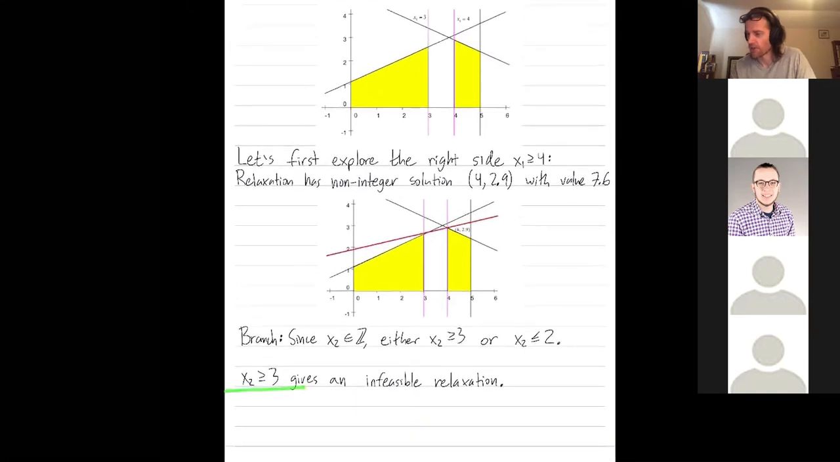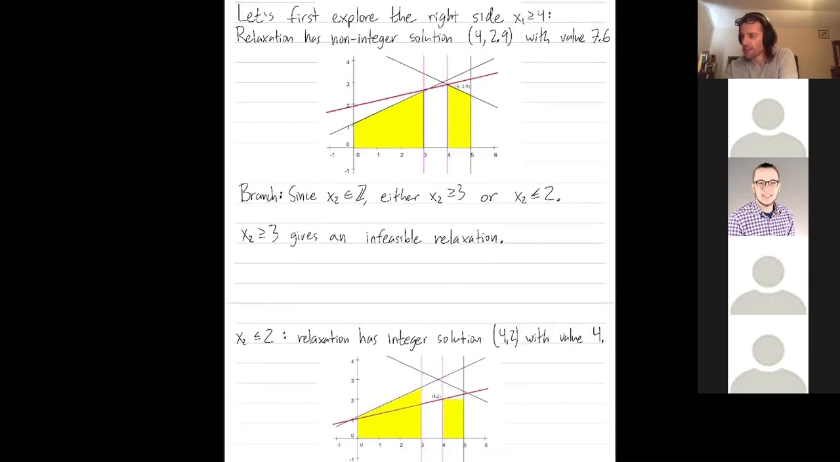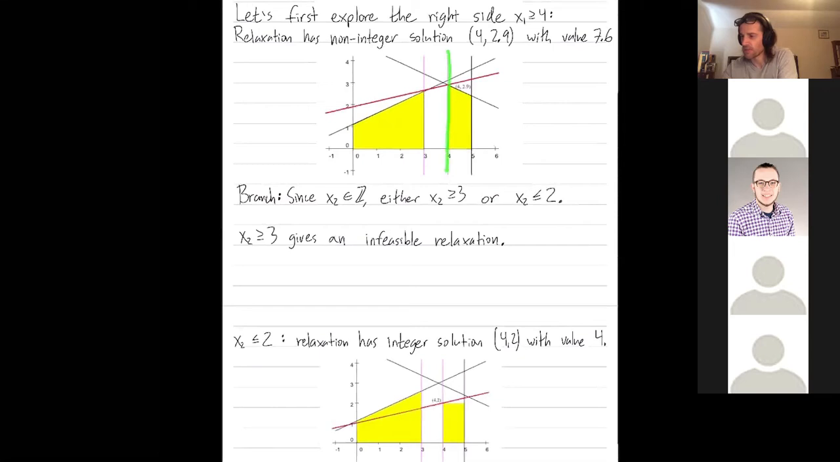Okay, so I still have this constraint, x1 is at least 4. I add in this constraint, x2 is at least 3. No feasible solutions. But if I still have the constraint x1 is at least 4, and now I add in the constraint x2 is at most 2, I do have feasible solutions. I solve the standard relaxed problem, and I happen to find an integer solution.